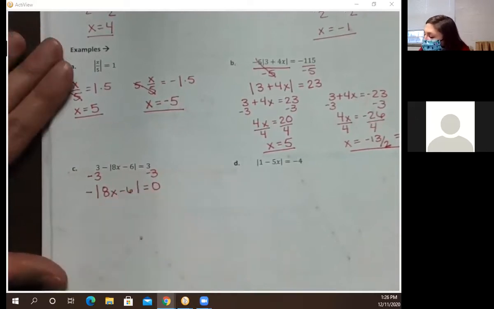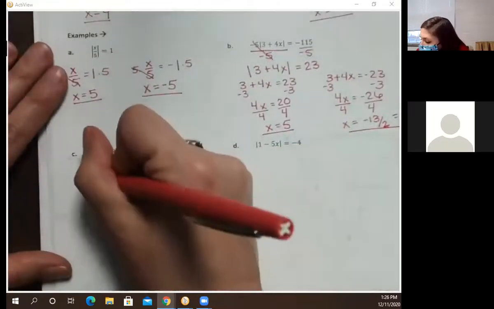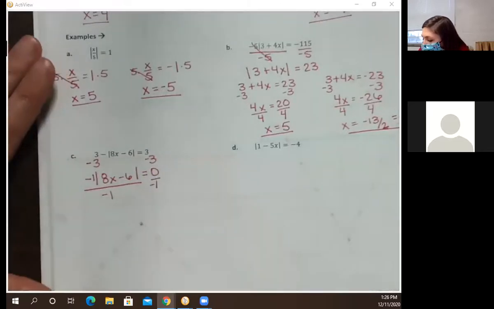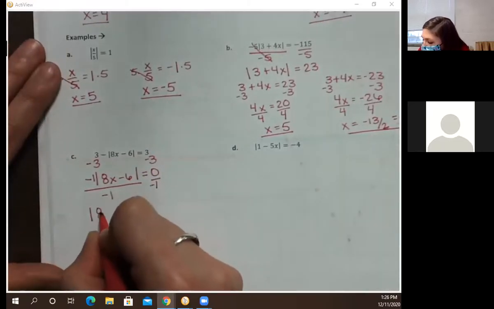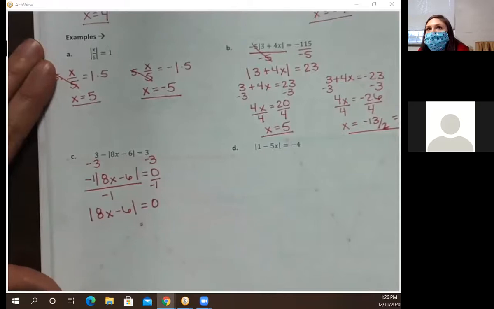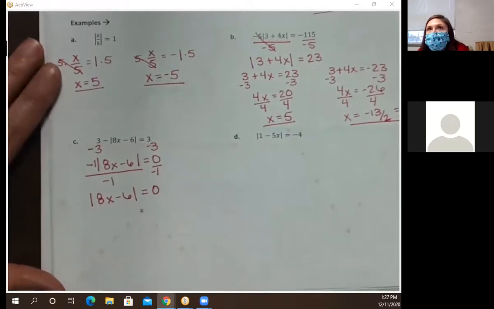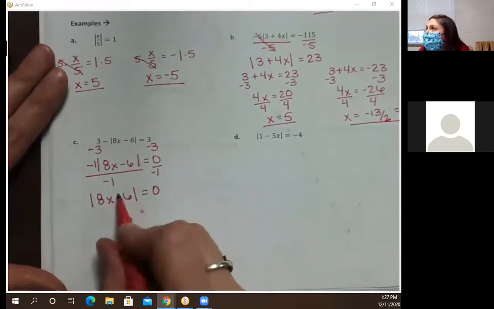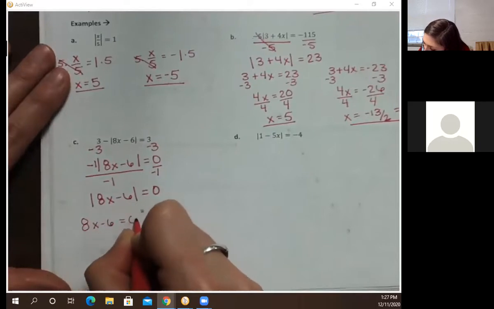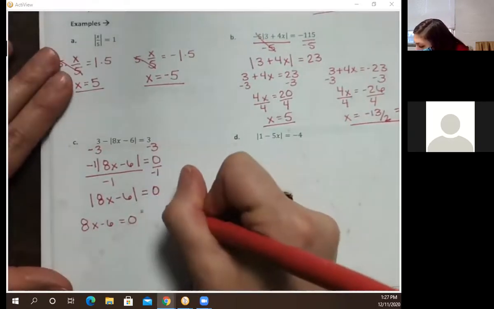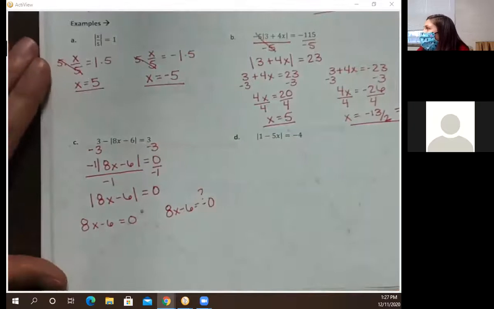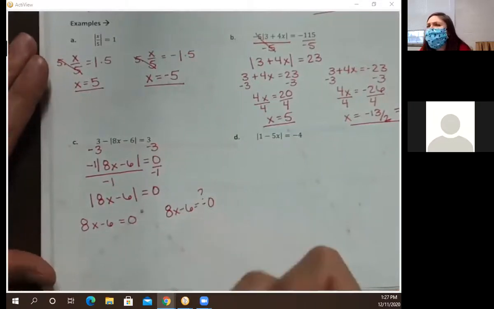And then this negative hanging out in front is the same as when we had negative 5 in front. This time it's just negative 1. So I want to divide that off to the other side. So I would get the absolute value of 8x minus 6 equals 0. Now that the absolute value portion is by itself, I can take that and set it equal to 0. And then 8x minus 6 equals negative 0. Do I need to do this? No, 0 isn't positive or negative.